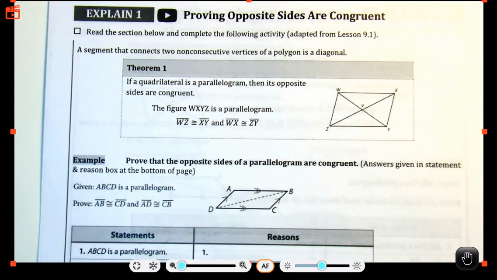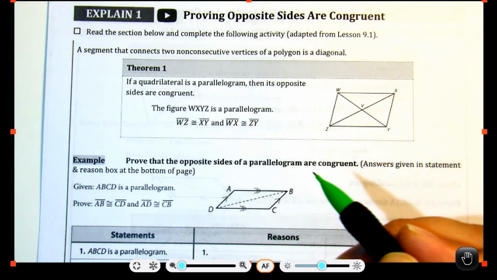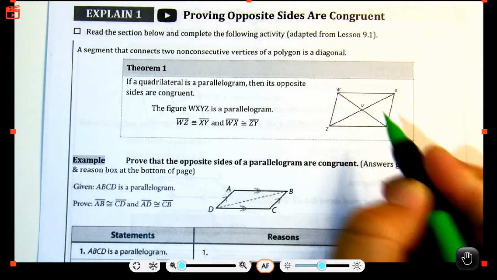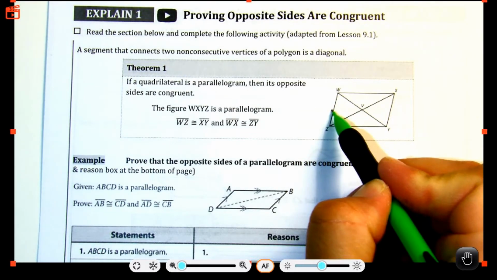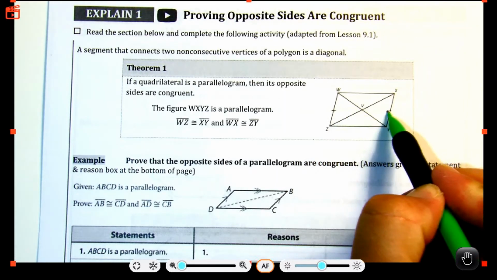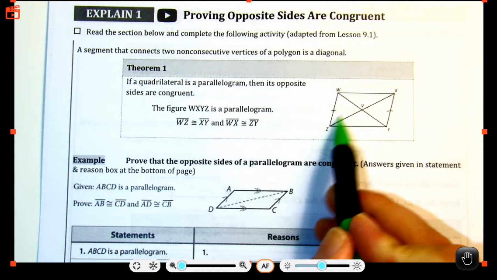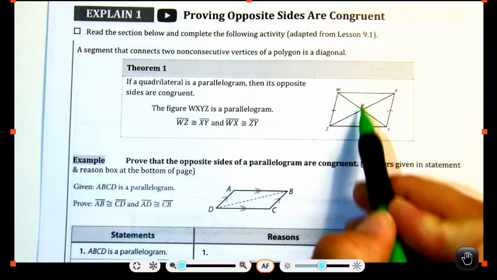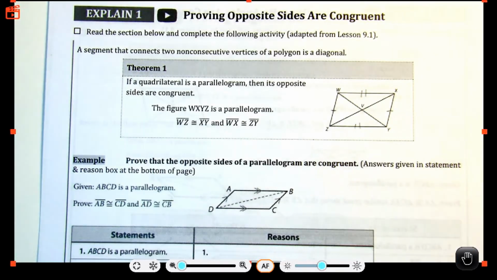And we could actually use tick marks to show that they're congruent, which we kind of saw in the first semester of geometry. So if I want to say that this segment is congruent to this segment, I'm going to put a little dash here and here. This tells me that this segment is congruent to this segment. And if I want to say WX is congruent to ZY, I'm going to put 2 dashes on both segments.